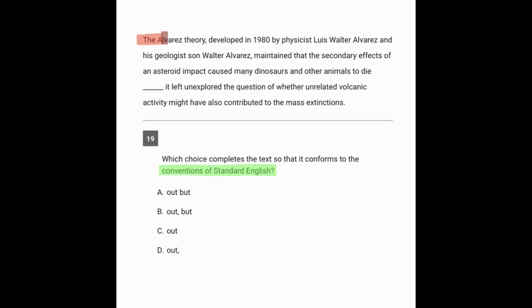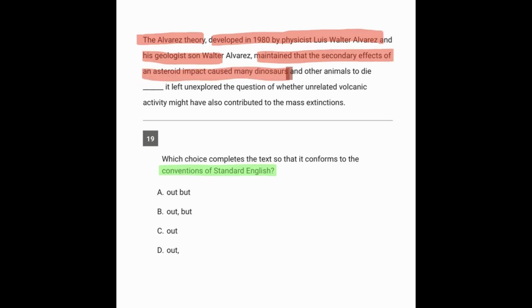So, the Alvarez theory, developed in this year by this physicist and his son, maintained that the secondary effects of an asteroid impact caused many dinosaurs and other animals to die, but it left unexplored the question of whether unrelated volcanic activity might have also contributed to the mass extinctions.